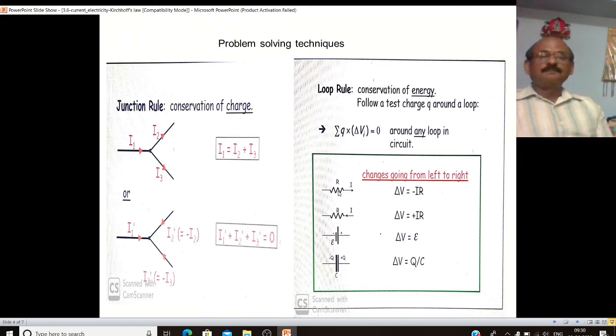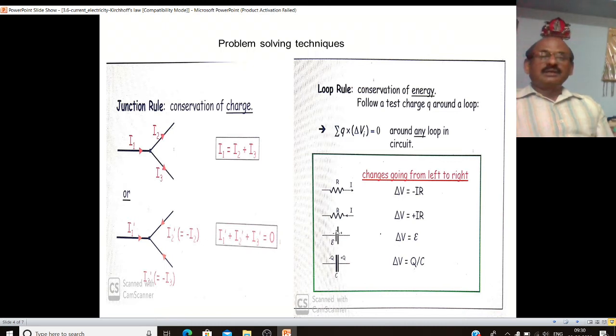Now here see, in all cases we are moving left to right. Here the direction of current is left to right, so the change in potential across R will be negative, that is minus IR. Now here we are traversing left to right while the current is right to left, so the change in potential will be positive.